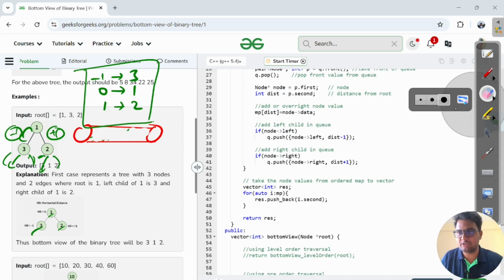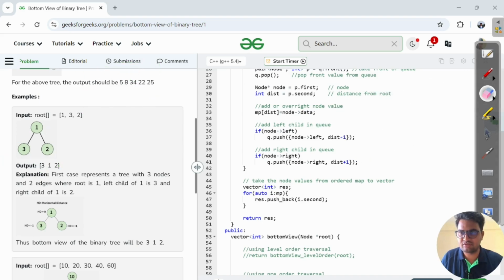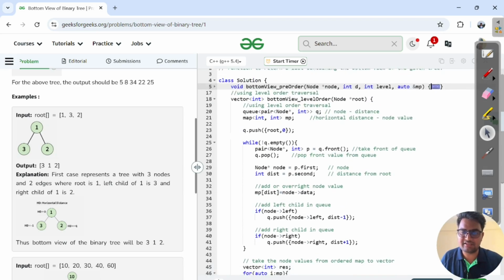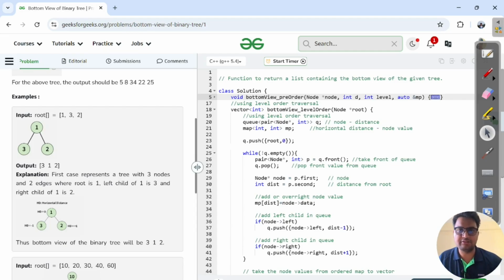So I hope you understood this approach. This is the level order approach. This is similar to the pre-order, post-order, or in-order traversal techniques. So if you know the level order traversal techniques, then this is very easy for you. If you know the pre-order, post-order, or in-order traversal techniques, then the recursive approach would be very easy for you. So you can use whatever you like.